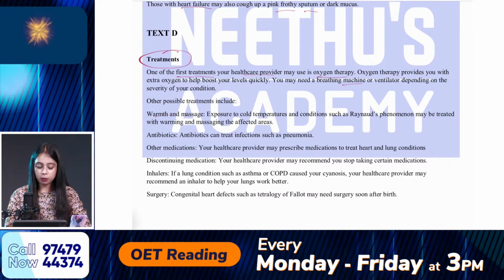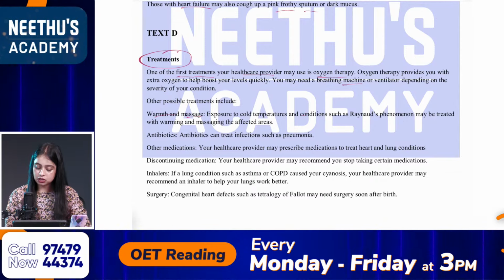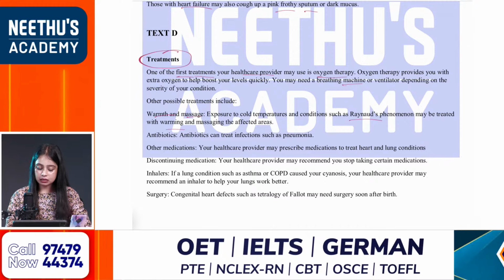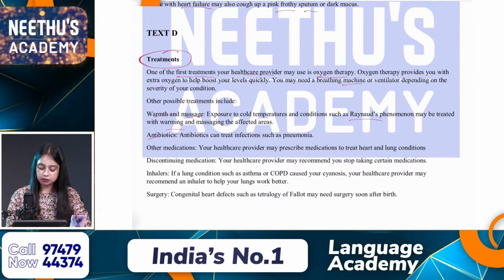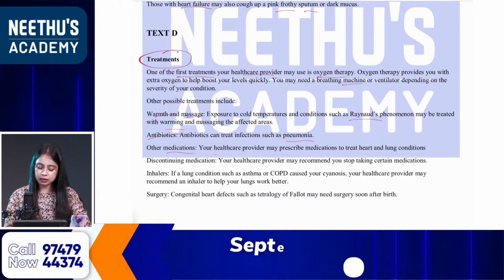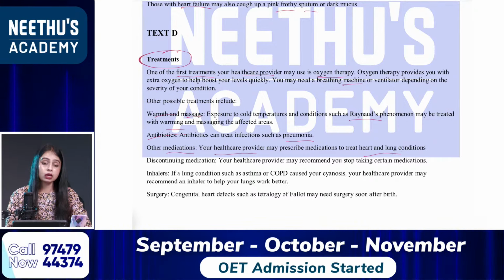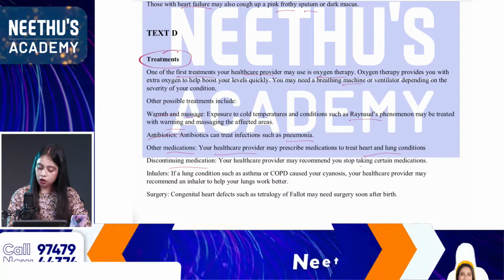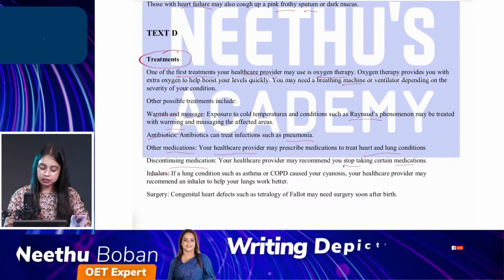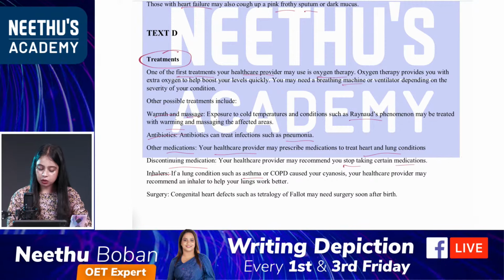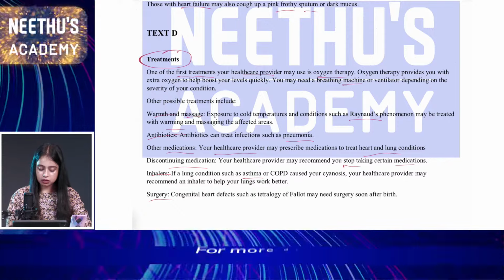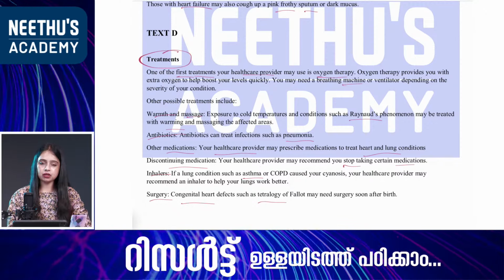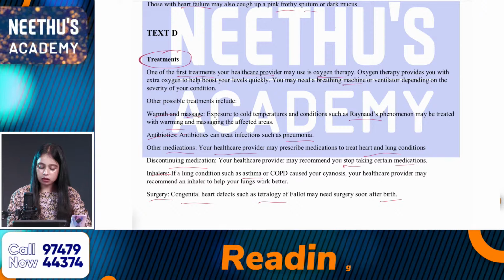Other possible treatments include warmth and massage. Exposure to cold temperatures and conditions such as Raynaud's phenomenon may be treated with warming and massaging the affected areas. Then antibiotics can treat infections such as pneumonia. Other medications: your healthcare provider may prescribe medications to treat heart and lung conditions. Then discontinuing medications: your healthcare provider may recommend you to stop taking certain medications. Then inhalers, like if it is asthma, then you can go with some inhalers. And about surgery, congenital heart defects such as tetralogy of Fallot may need surgery soon after birth. So that's all about the keywords.